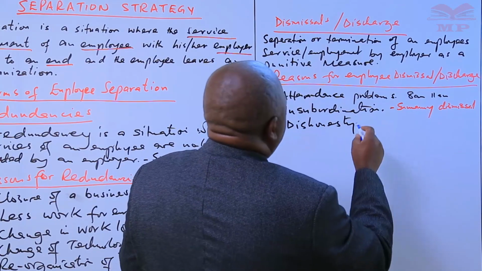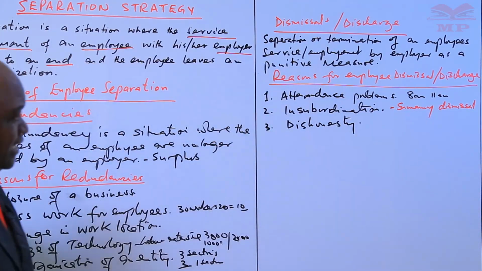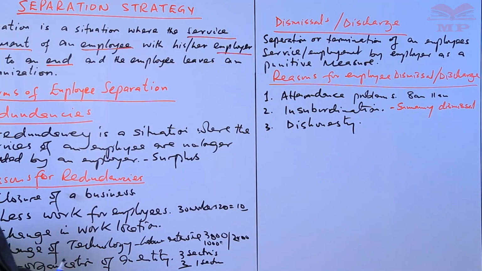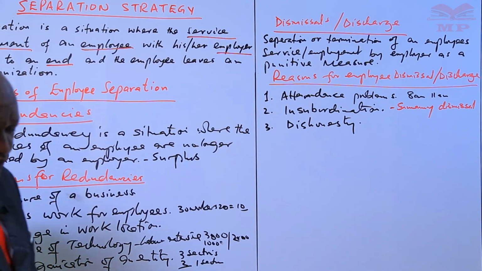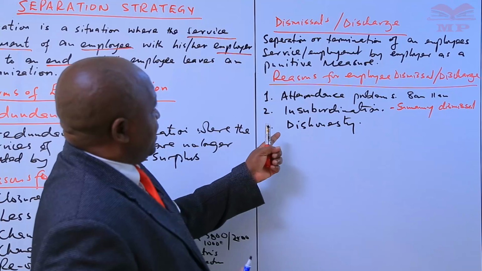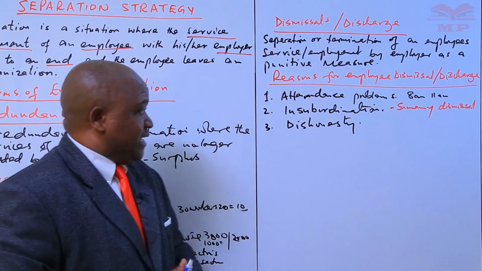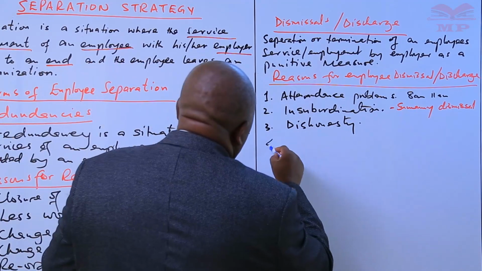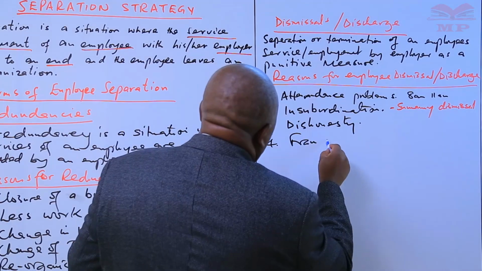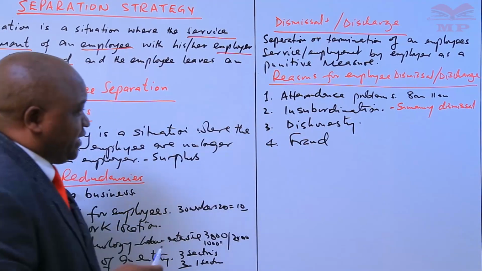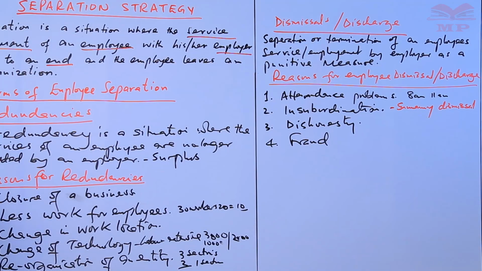Dishonesty on the part of an employee. So if the employee is dishonest, that kind of an employee could also be subjected to a dismissal by an employer. And then number four, fraud, participation in fraudulent activities. That could also lead to dismissal.